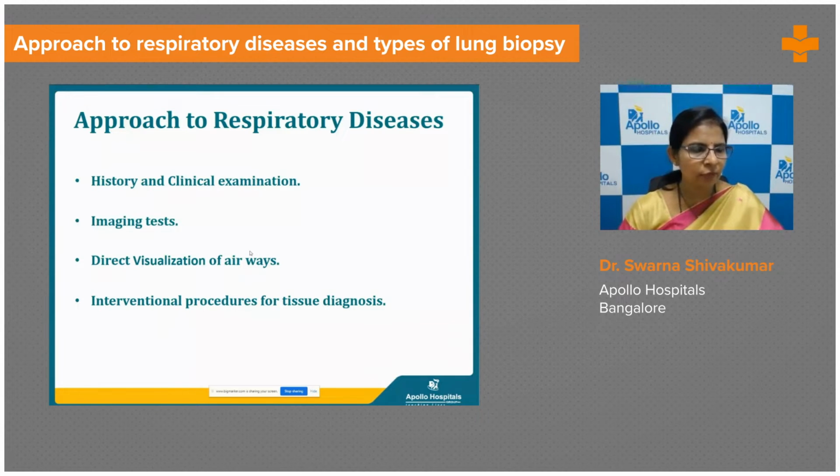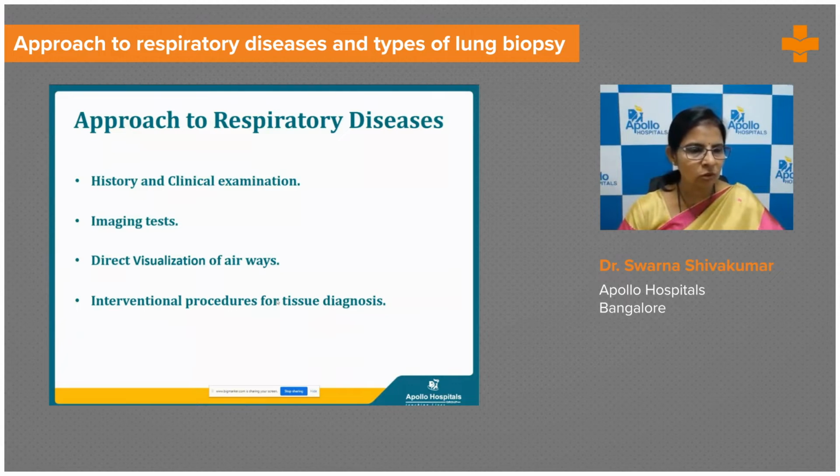The first line of investigation is imaging modalities like chest X-ray, CT, HRCT, PET-CT, etc. These imaging modalities help us understand whether we are dealing with a diffuse parenchymal disease or focal disease. If it is a focal disease, whether it is neoplastic or non-neoplastic. If it is neoplastic, it will also help us understand whether it is a local disease, locally advanced, or metastatic disease.